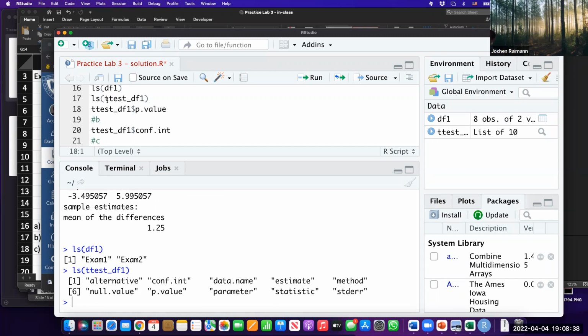Mine says 159 out... 16. I'm not sure what you mean. Like where it says in brackets 1 and 6. Yeah. I don't see that. What do you mean? 1, 6? Oh, mine doesn't say 6. Yeah, mine says 12.